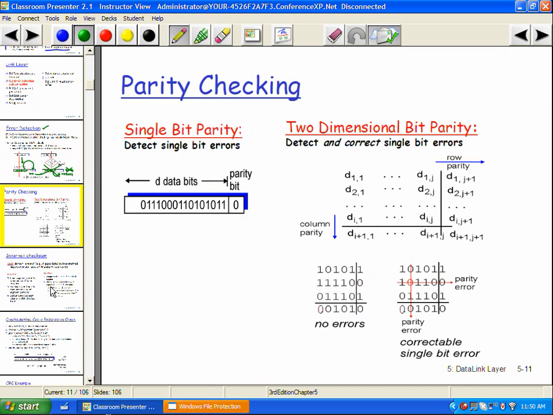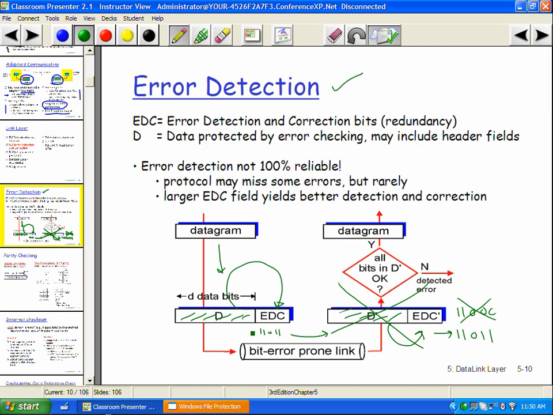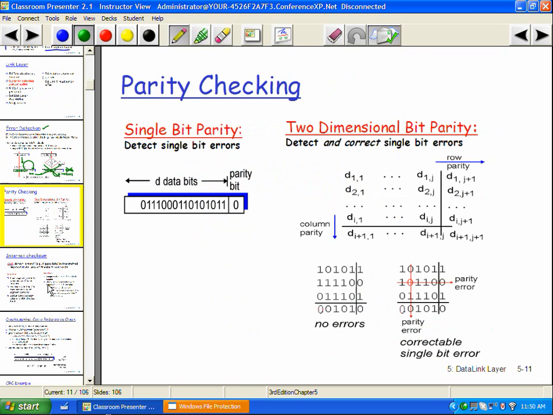So the exact rules can vary. Now the question is, how do you compute these bits from the data? Let's start with something really simple, which you've already seen. There's something called single bit parity.